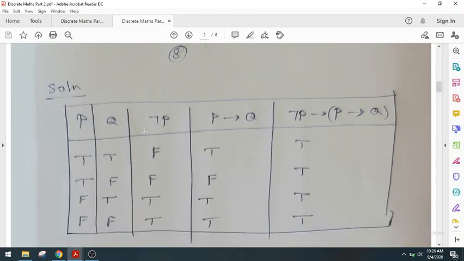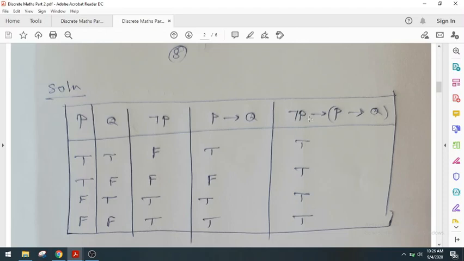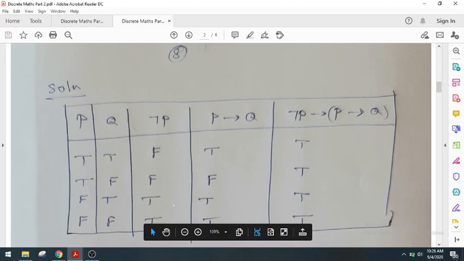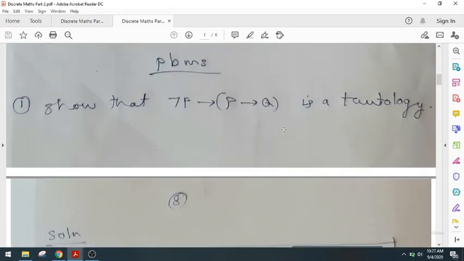So we need to draw the table like this. First column is nothing but P, second column Q. Then we need to finally derive this statement. To derive that, we have to show that this statement is a tautology. To show this one, we need to find negation P, then P, then Q. Therefore, I have written negation P in the third column, P then Q in the fourth column. Then we can calculate this one easily. This is nothing but the given statement. We have to show that it is a tautology.